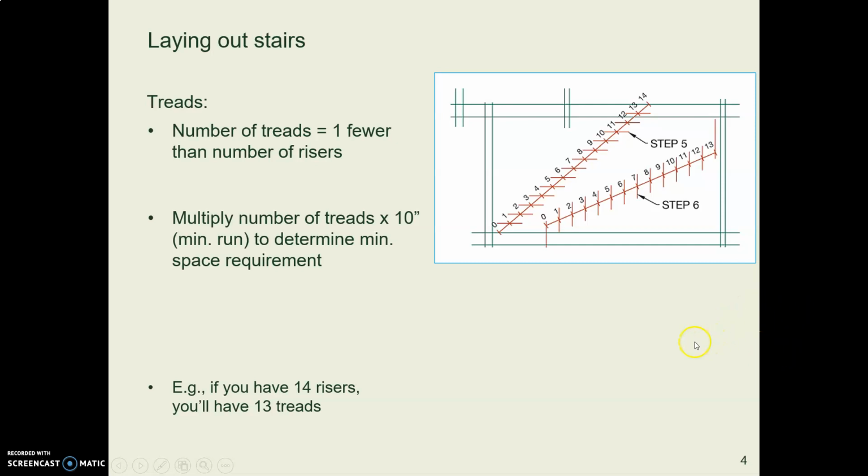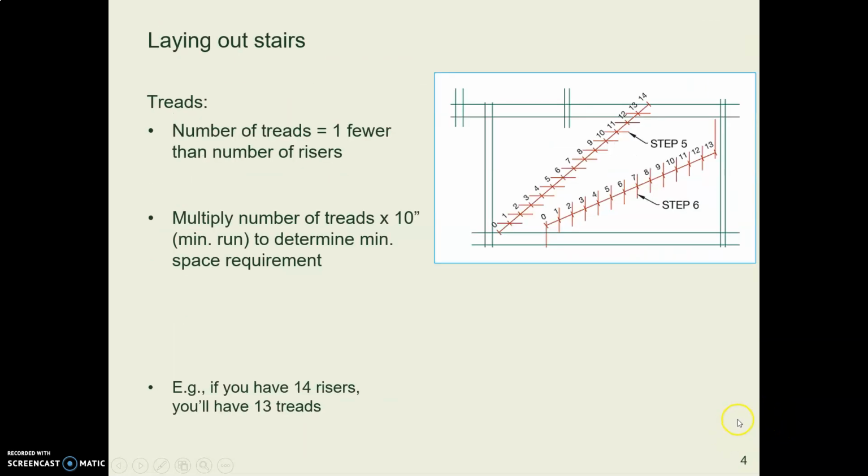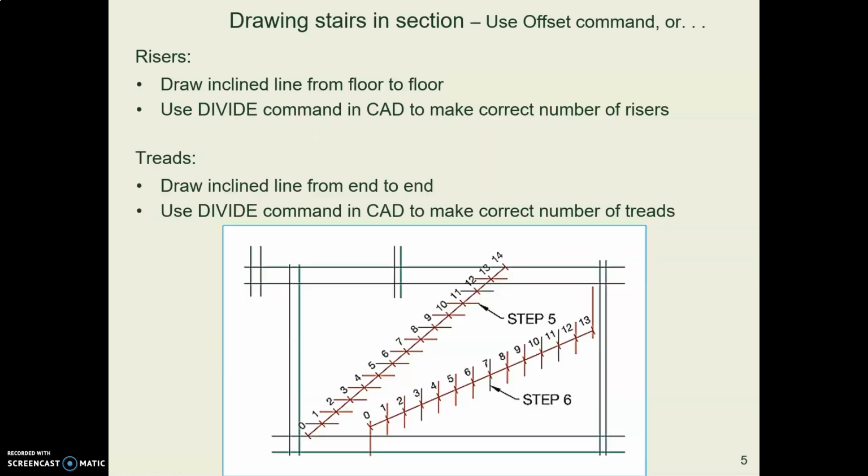And if you look at, let me back up here to this thing. If you look at a set of stairs, you'll notice that you have one more riser than you have treads, because the top floor is a landing, it's not a tread. So if you have 14 risers, you'll have 13 treads.